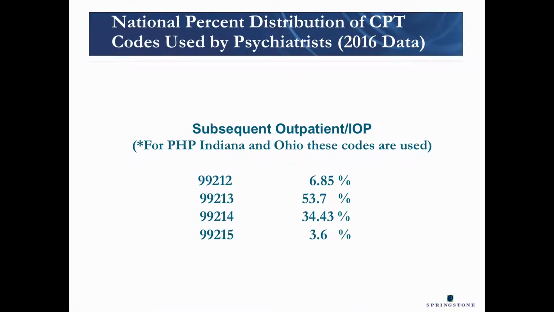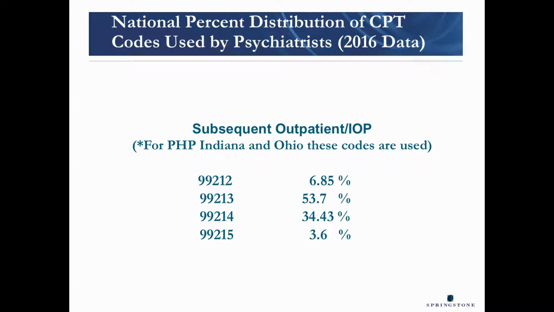And this helps you to compare yourself with your peers across the country in terms of 2016 data for how they bill these services. And you can see that over half are at the 213 level, about 1/3 at the 214 level, about 6 or 7% at 212, and only about 3.5% are at the highest level outpatient, 215.